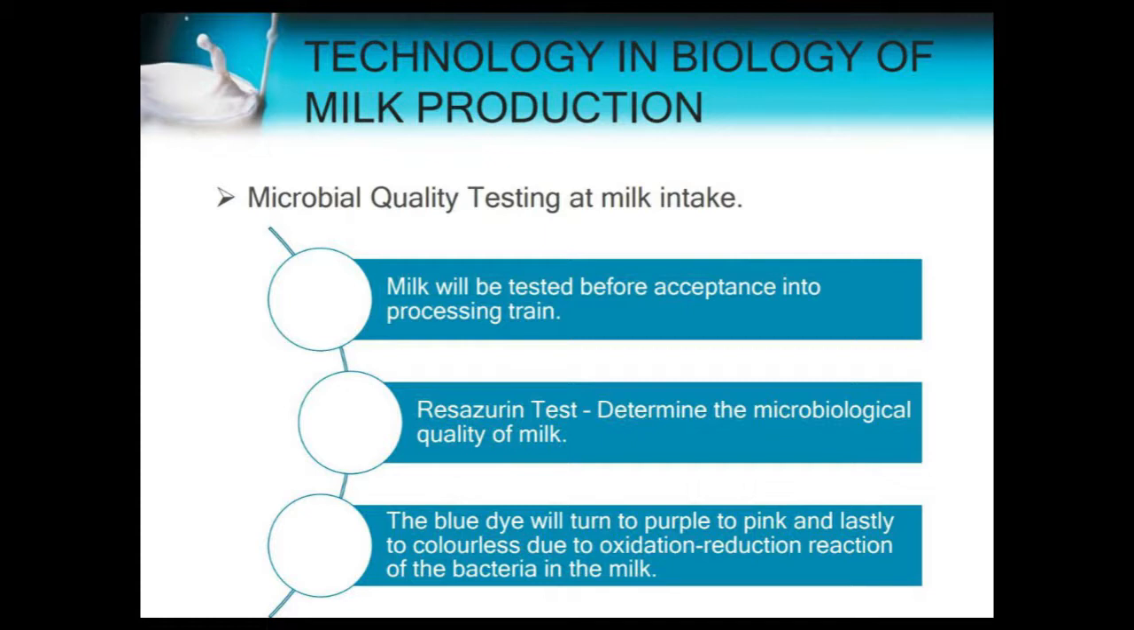After the quality test at the farm level, we do quality testing at milk intake. The milk will be tested before acceptance into the processing train. The test that we use is the Resazurin test. It is to determine the microbiological quality of milk. In this test, we use blue dye that will turn to purple, to pink and lastly to colorless due to the oxidation reduction reaction of the bacteria in the milk.